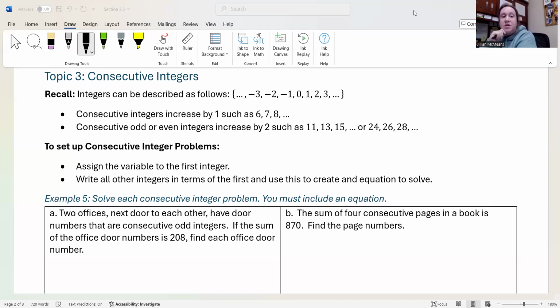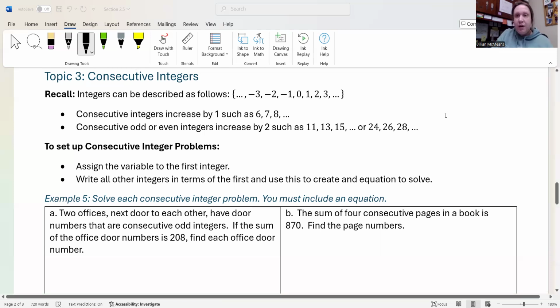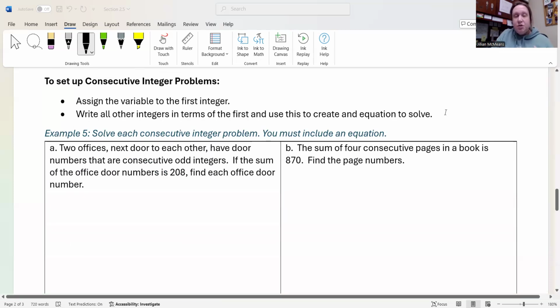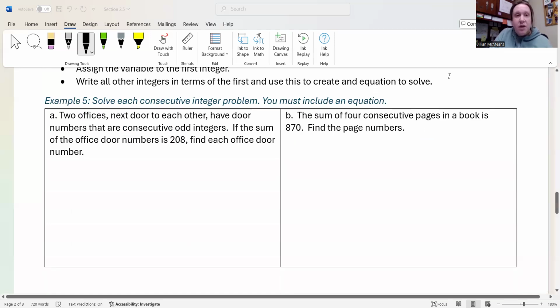Now, to set up consecutive integer problems, assign the variable to the first integer. Whatever the first integer is, that's always going to be your x or whatever variable you use. Then write all other integers in terms of the first and use this to create an equation to solve. So let's look at this. I did do 2 story problems here, so there's a little bit of a real world scenario going on behind the scenes.